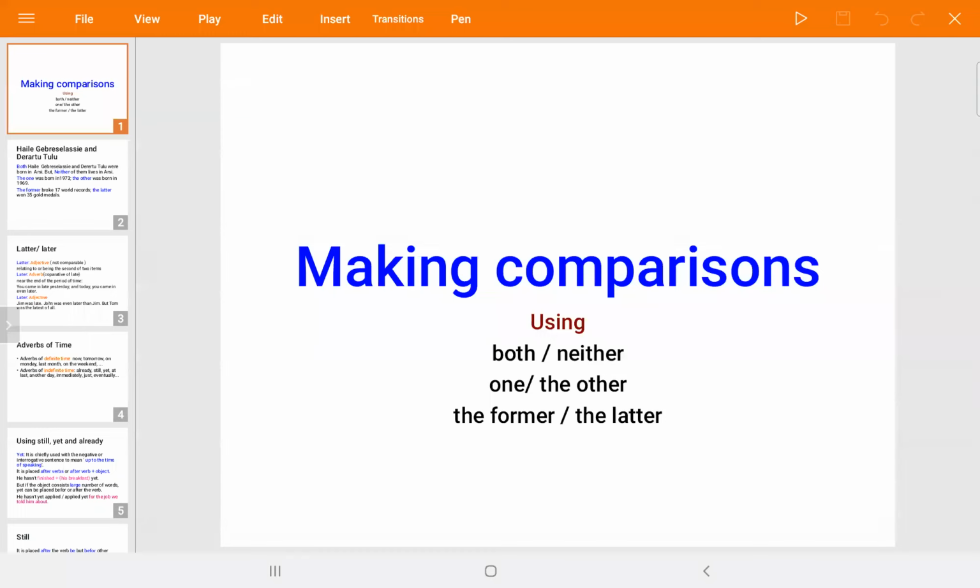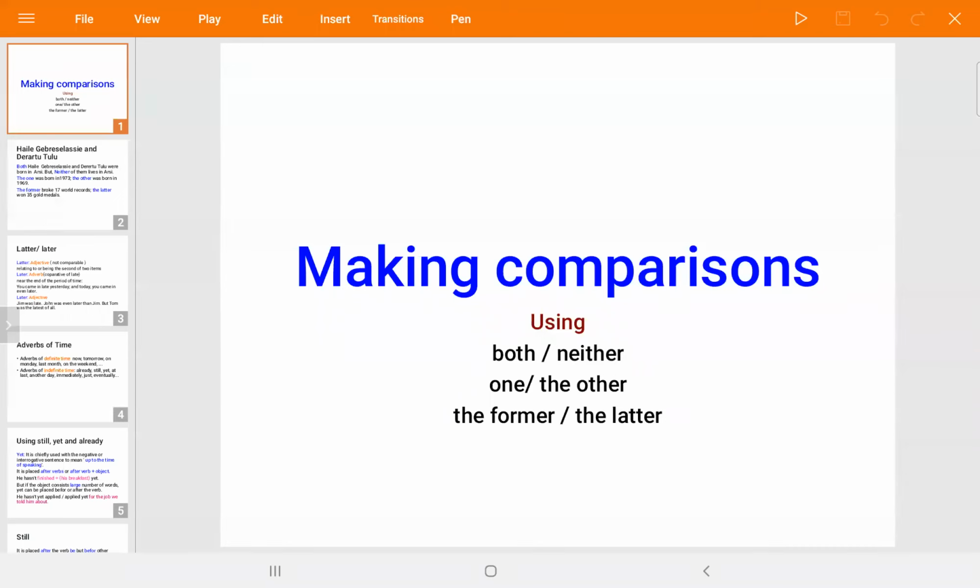Okay, so let's start to summarize issues from last year. The positive degree. We do have also the comparative and the superlative degrees. In addition to this, we do have additional means we use to compare things or people. If you remember, the parallel increase or parallel decrease. Beyond this, we are going to use both, neither, one, the other, the former, and the latter.